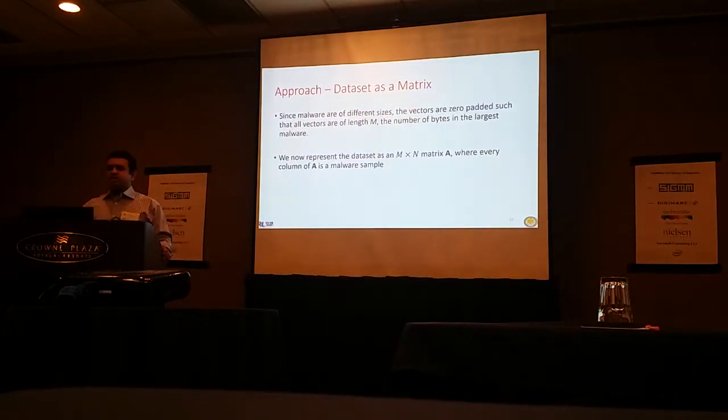So what we do next is, since the malware in a data set are usually of different sizes, we zero pad all the malware to the size of the largest malware, and let's say the largest malware is of length M. Now all the malware in the data set are of length M, and the whole data set can be represented as an M by N matrix, because there are N malware in the data set. So we have an M by N matrix A, where every column of A represents a malware sample.